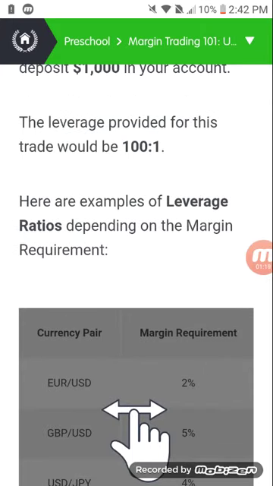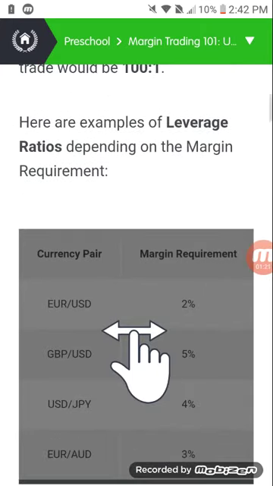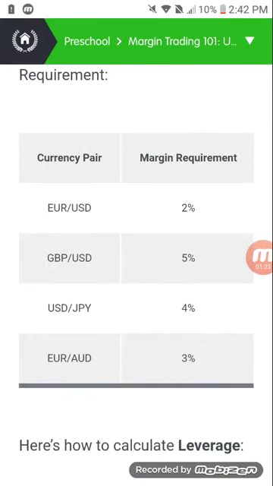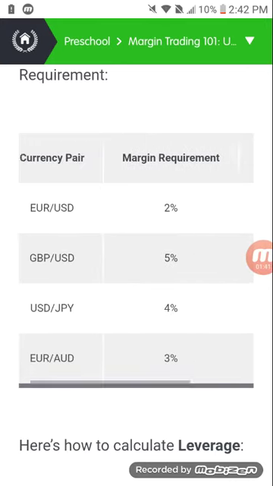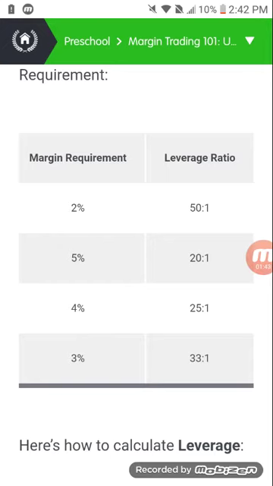Here are examples of leverage ratios depending on the margin requirement. The margin requirement for EUR/USD is 2%, GBP/USD 5%, USD/JPY 4%, EUR/AUD 3%. The leverage ratios for those are 50 to 1, 20 to 1, 25 to 1, and 33 to 1, as far as your leverage ratio is concerned.